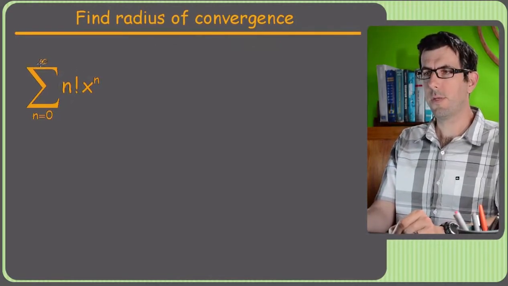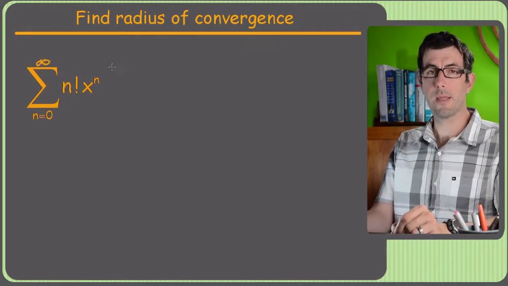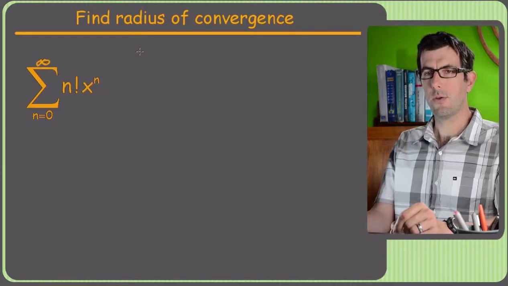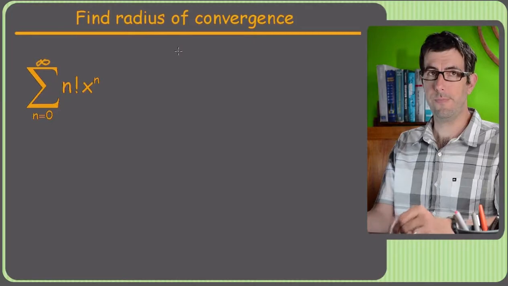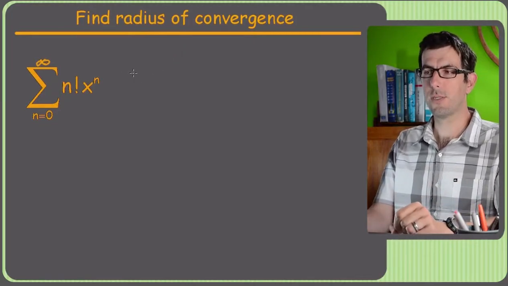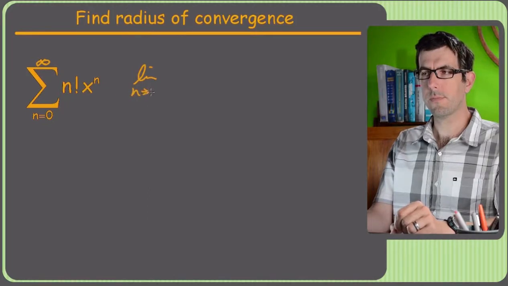All right, here's another one. Now you can see this one's a little bit more complicated, the formula is more complicated. So we really do need to use a ratio test. We might not be able to guess at this one. Right off the bat, we'll have to plug and chug through the ratio test. So once again, by the ratio test, let's take the limit as n approaches infinity of a sub n plus 1 over a sub n.